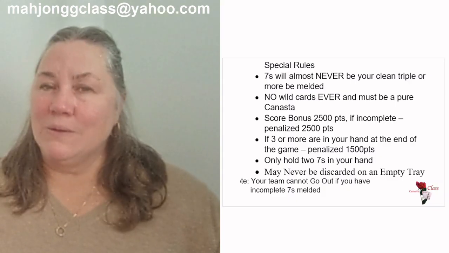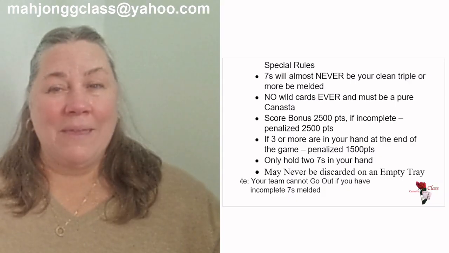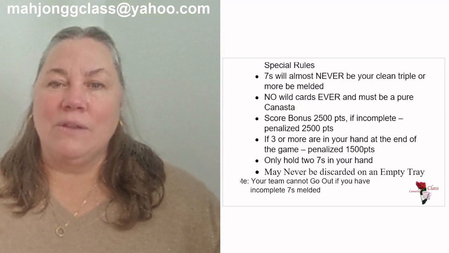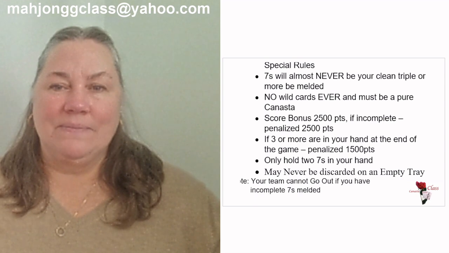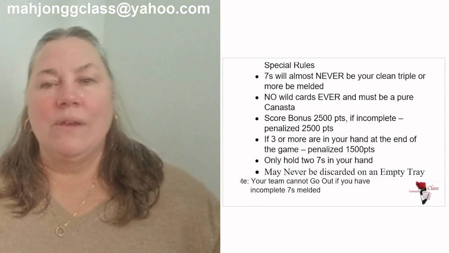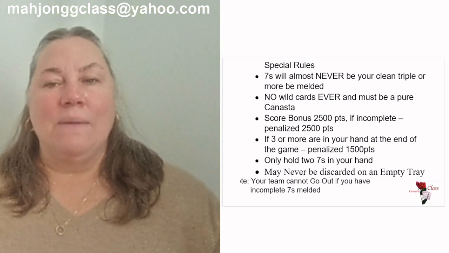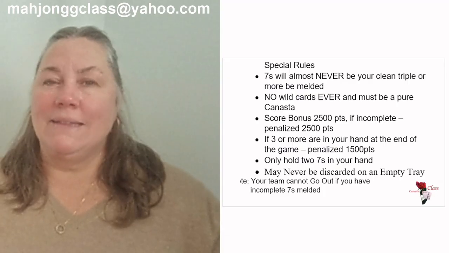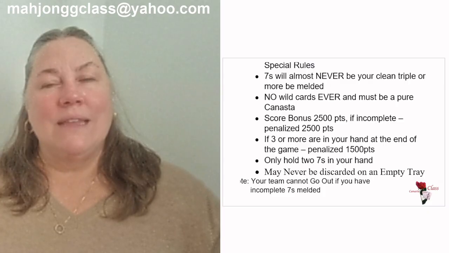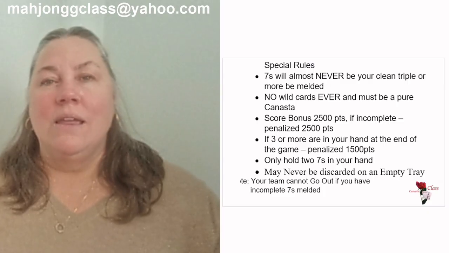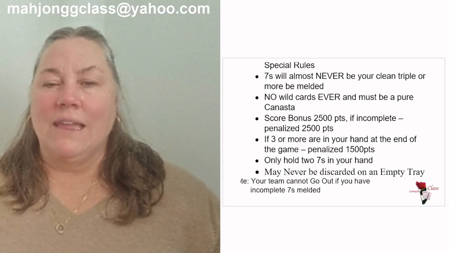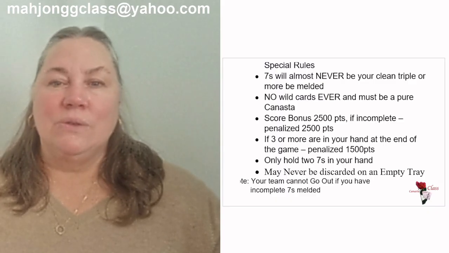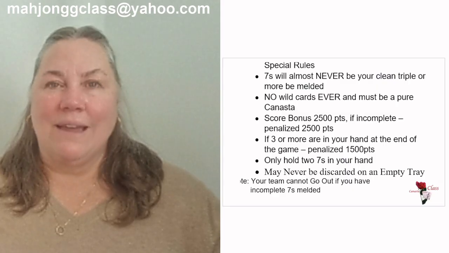However, if you meld those cards, as I said, you won't normally meld them. If they're incomplete, you get penalized a negative 2,500 points. If you have more than 2 in your hand at the end of the game, you are penalized 1,500 points, and that's on an individual basis. So if you're holding 3 cards and your partner's holding 3 cards, that's a total of 3,000 negative points. The lesson here is to only hold on to 2 7s in your hand at all times.